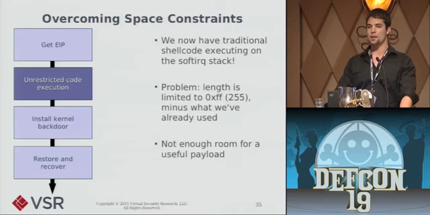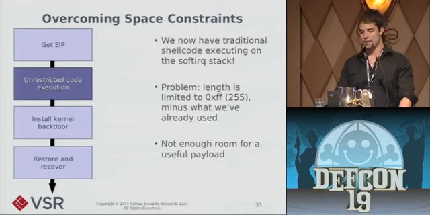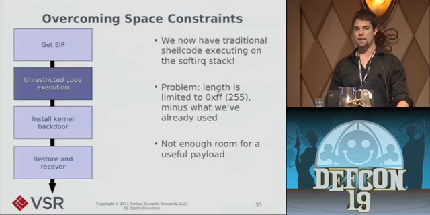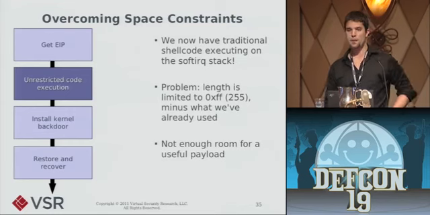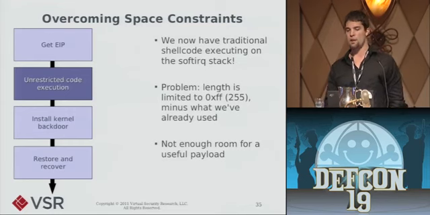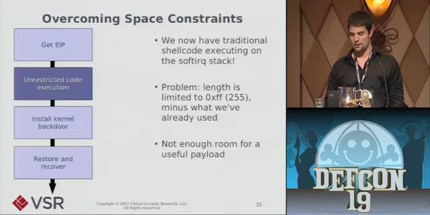So at this point, we are running shellcode on the soft-IRQ stack in kernel mode. Great. But we've got a problem. The amount of data that we could have copied into our overflowed region is limited to 255 bytes, just by nature of the particular bug that we're exploiting. And we've already used a whole bunch of that to get up to the saved return address. We've used more for our ROP payload. So we're running very low on space, and kernel payloads can be quite big, so we really need to overcome that space constraint.